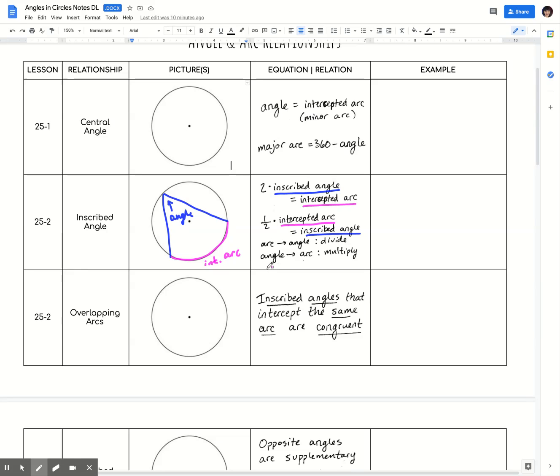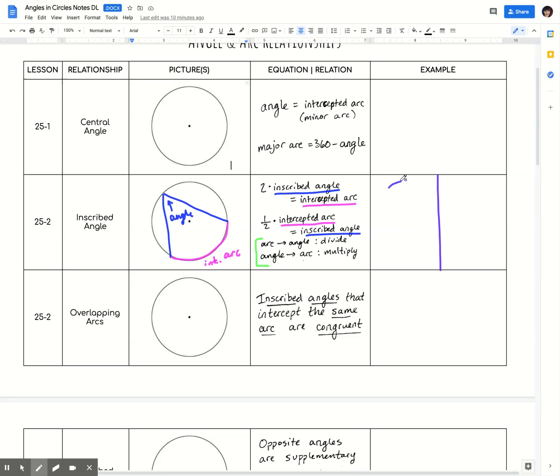A good general rule of thumb, written out for you right here, is that if you're going from the arc to the angle, you're going to divide by 2. And if you're going from the angle to the arc, you're going to multiply by 2. Because going from the angle to the arc, you have to get bigger. If you're going from the arc to the angle, you have to get smaller. Okay, so I've got 2 examples for you.